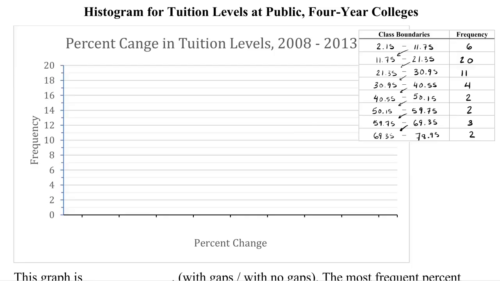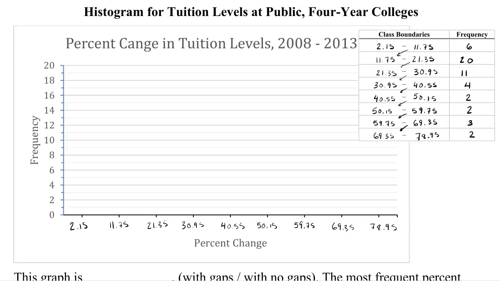So our labels on our horizontal axis are going to be 2.15, 11.75, 21.35, 30.95, 40.55, 50.15, 59.75, 69.35, and 78.95.